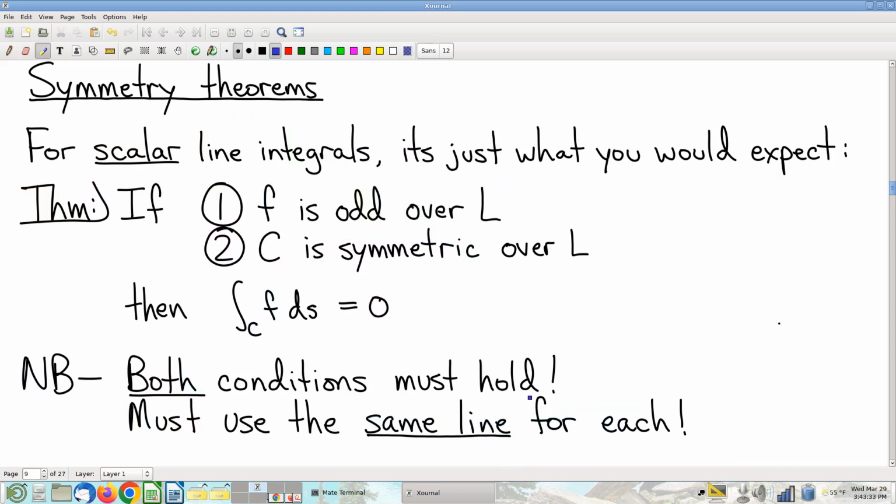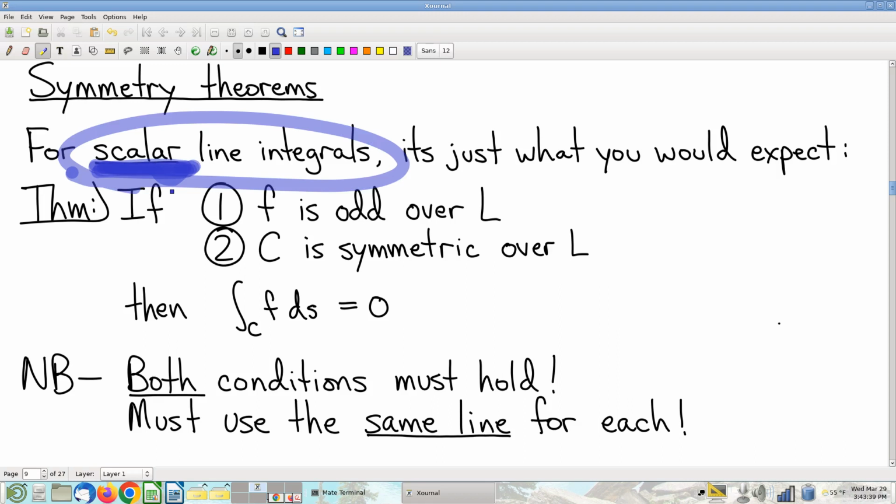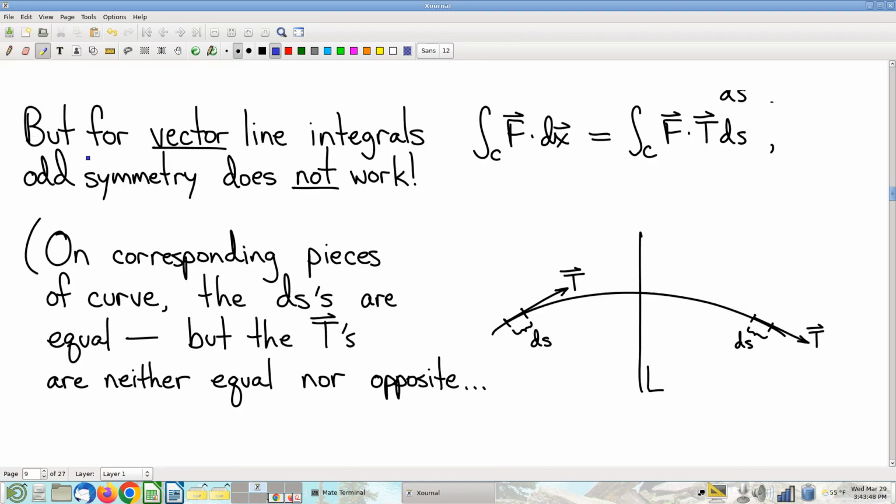Asterisk. This is only for scalar line integrals. Importantly, only for scalar line integrals. It does not work for vector line integrals. And furthermore, there just is no what I'll call odd symmetry theorem. It does not work for vector line integrals. So beware, right? You've got to be careful when you're looking at integrals and wanting to use symmetry. This is just another landmine. You can think of it that way. Make sure that you're not trying to use an odd symmetry argument on vector line integrals. There is no such theorem or argument.